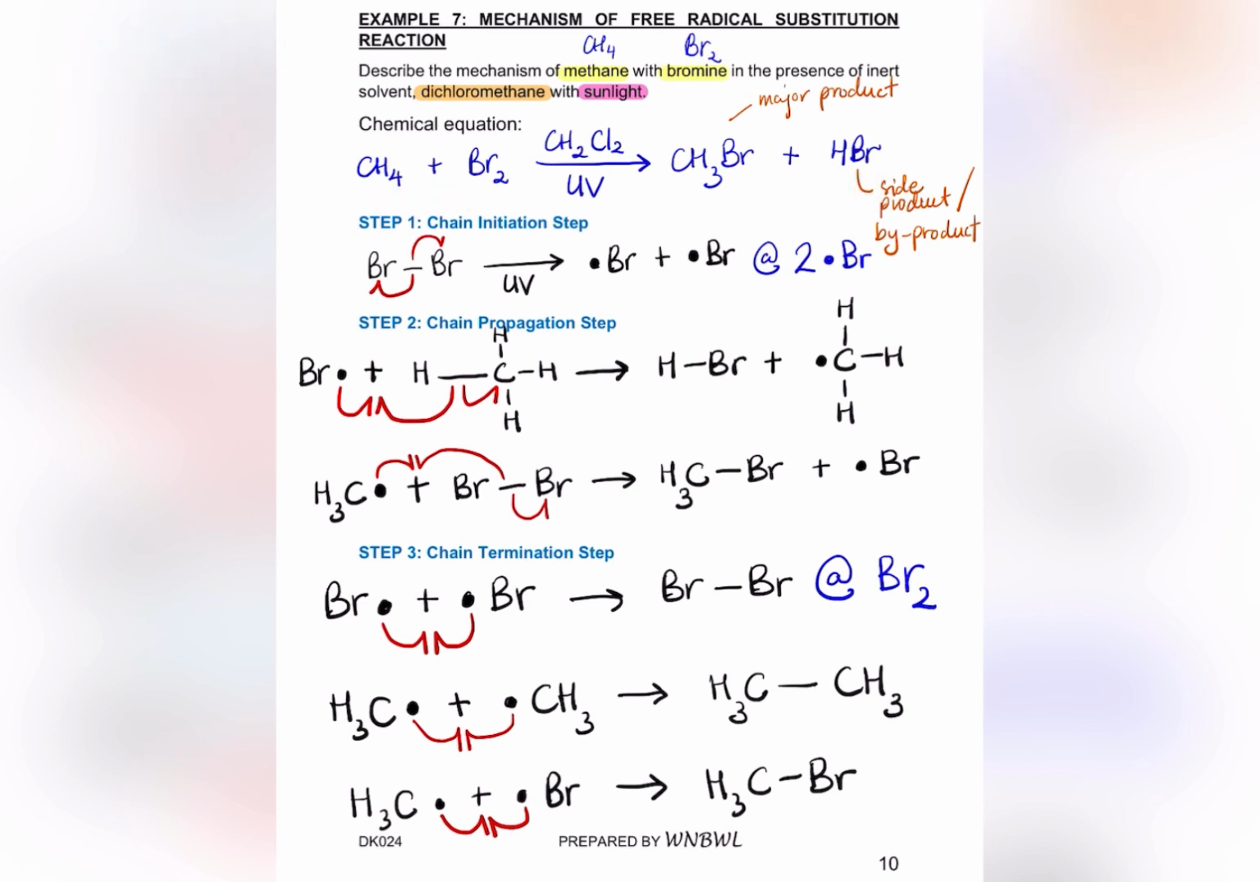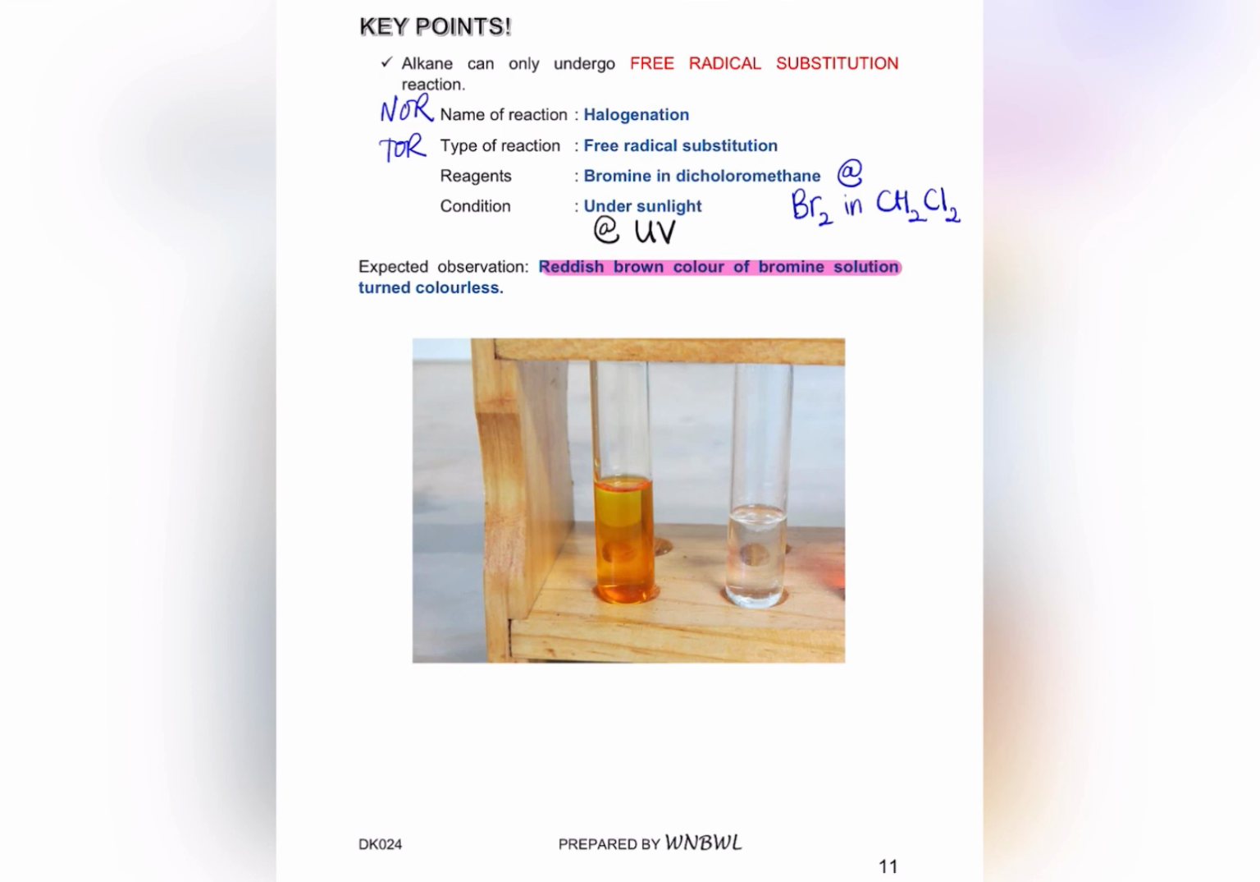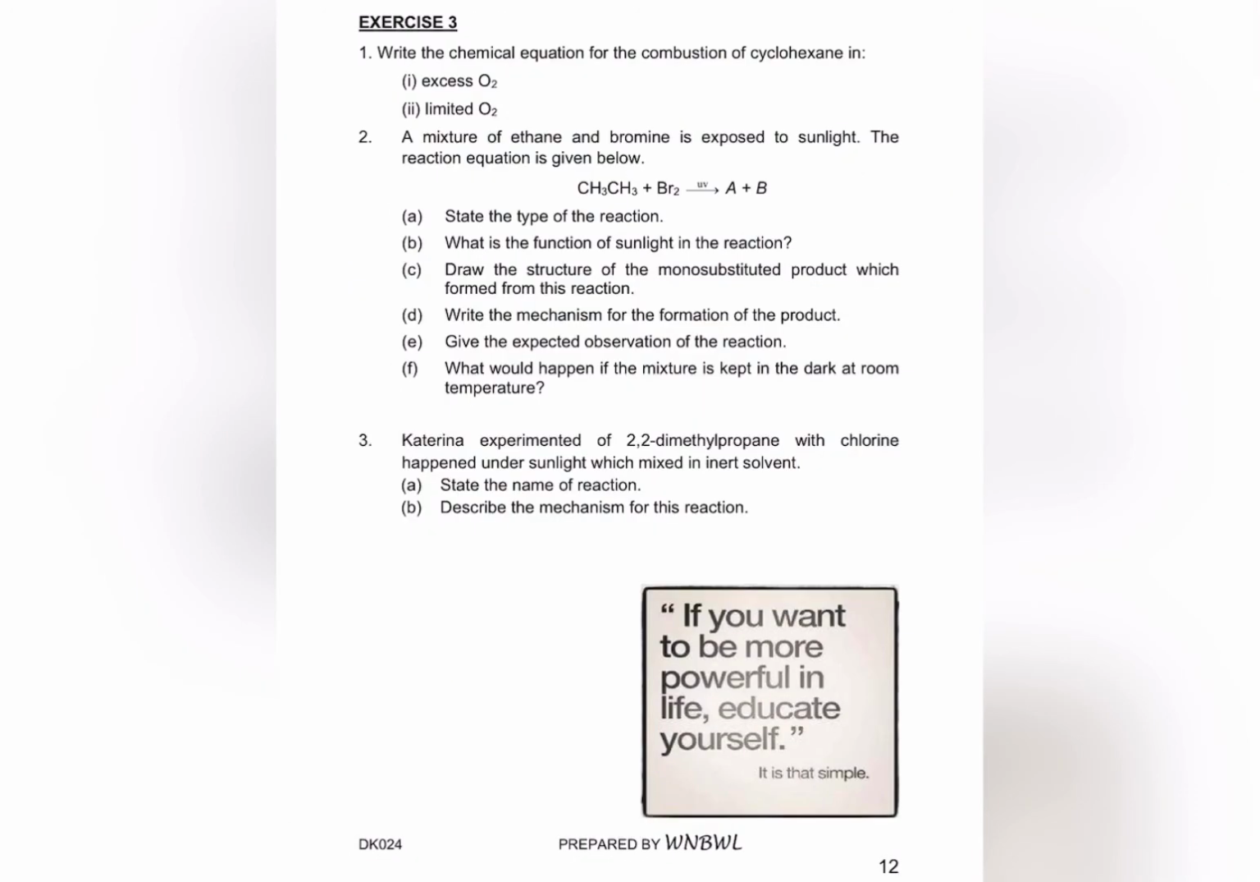That's how you relate the theory with the real life experiment. I hope all of you can describe the mechanism of whichever alkane is given in the question by using free radical substitution reaction. You can try to complete exercise 3 so that you can understand more about this last subtopic, chemical properties of alkanes. That's all for this video.